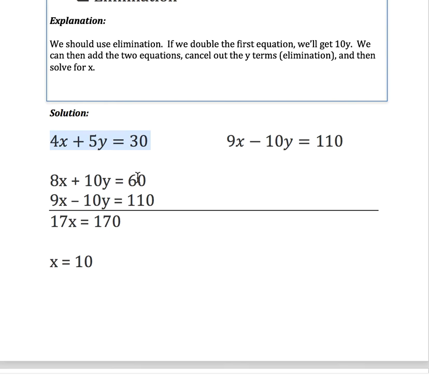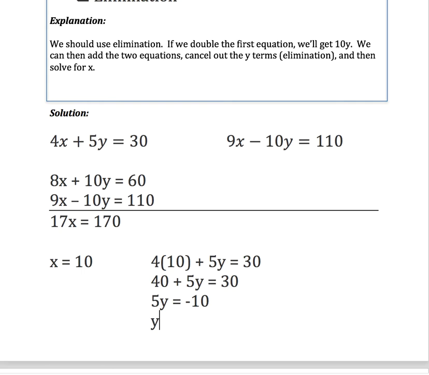Well, this first equation looks easier, so let's plug it into that one. 4 times 10 plus 5y equals 30. 40 plus 5y equals 30. Subtract 40 from both sides and we get 5y equals negative 10. y equals negative 2. So our solution is going to be 10, negative 2.